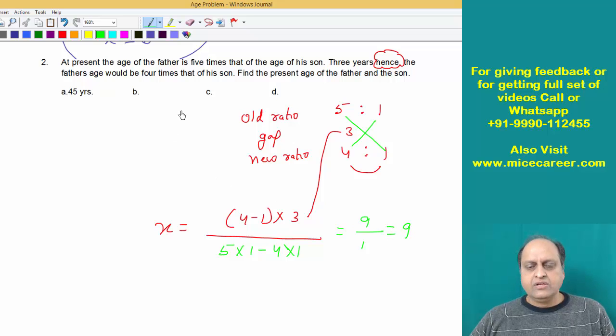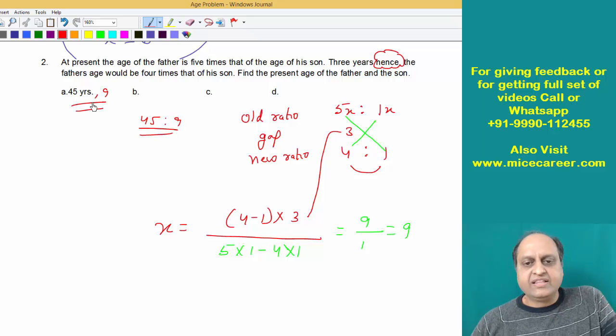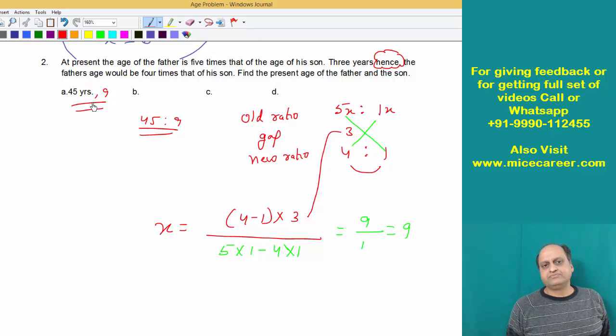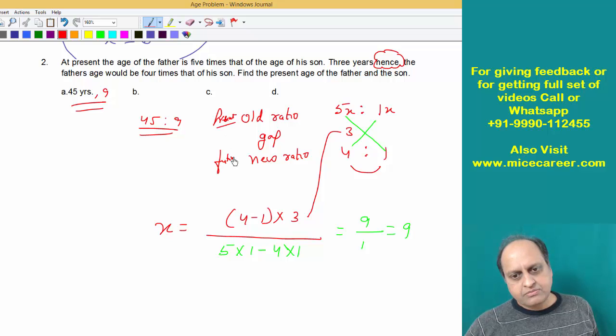So 9. So what is the old ratio? Old ages. Multiply this. You will take it as 5x and 1x. Now you multiply, 45:9. So 45 and 9 are their present ages. Because old is present and new is future.